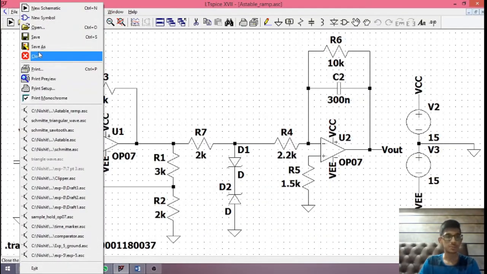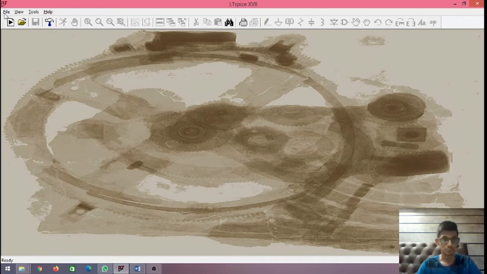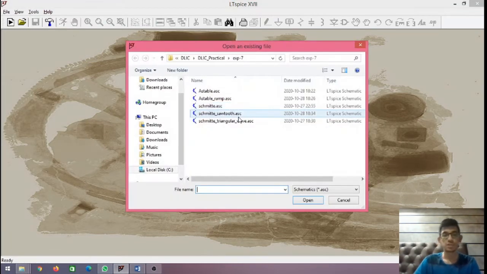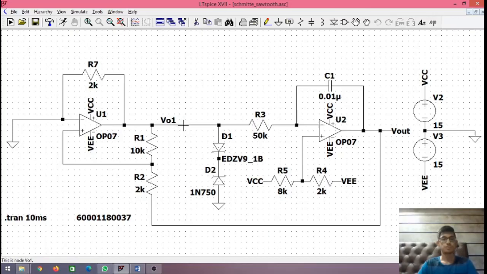Now let's see the next part, which is generation of a sawtooth wave. For a sawtooth wave, we first have a trigger circuit which will give us triggers, positive spikes, which are then clamped by these diode connections, and then given to an integrator.